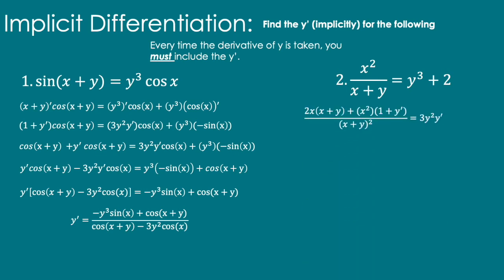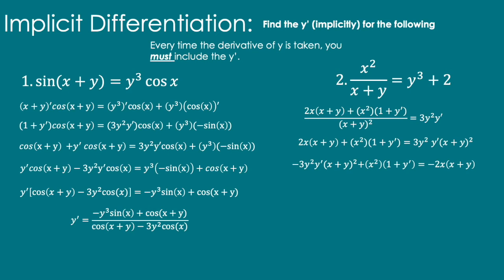Now let's take a look at a second example to further illustrate. On the second example, the left side of the equation has quotient rule. The right side of the equation just uses power rule. So remember, we're multiplying everything that has a y when we take the derivative by a y prime. So we get this after we clear the fraction out. Now we want to collect everything that has a y prime onto one side. So we're going to switch the 3y squared y prime on the right side and move that to the left side, and then move the 2x, x plus y to the right side.